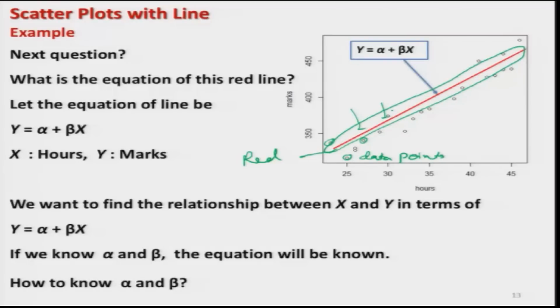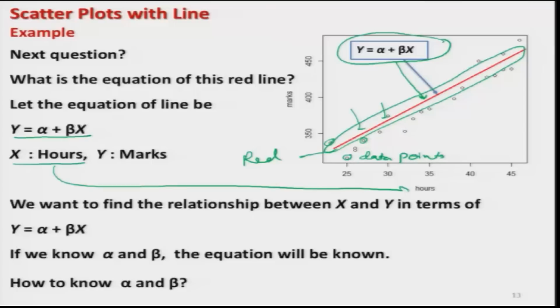So, suppose I denote the mathematical equation of this line by y is equal to alpha plus beta x, and now you know why I am using alpha and beta and not m and c. So, now in this equation y equal to alpha plus beta x, this x is going to denote the number of hours, and y is going to indicate the marks obtained which is plotted on the y axis here.